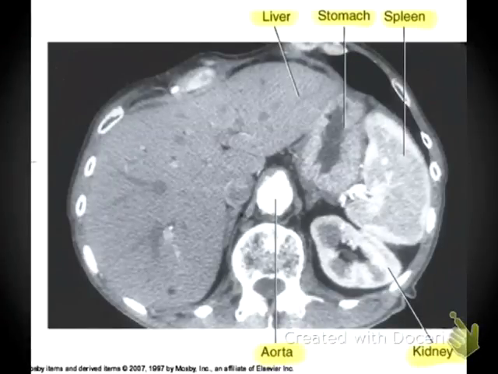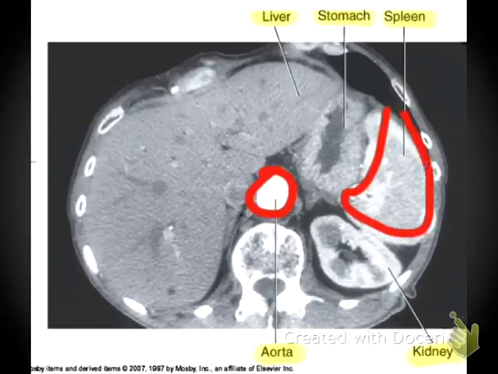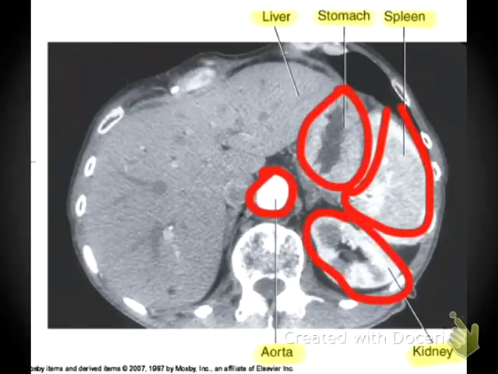On this image, we see that we're just now getting the left kidney. We're still going through the liver, so we're not actually going into the right kidney yet. We have the aorta, we have the spleen, the stomach, and left kidney.